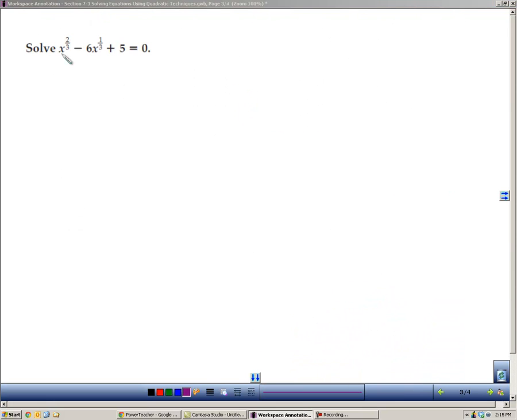Here's another example, this time with fractional exponents. I'd like to put it in quadratic form. I noticed that x to the 1/3 can be used as my base, so I'm going to make that x to the 1/3 to the first power, and then I also noticed that this could be x to the 1/3 squared, because 2 times 1/3 is 2/3, and so now it's in quadratic form.